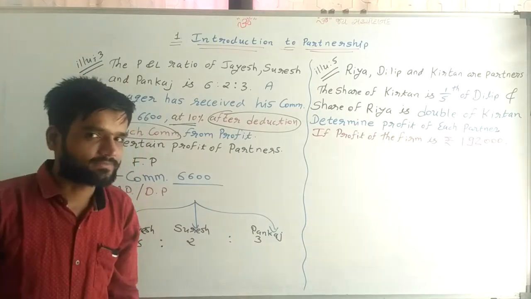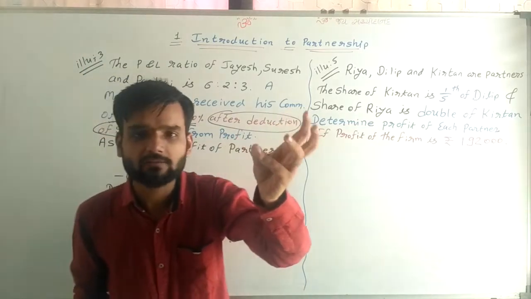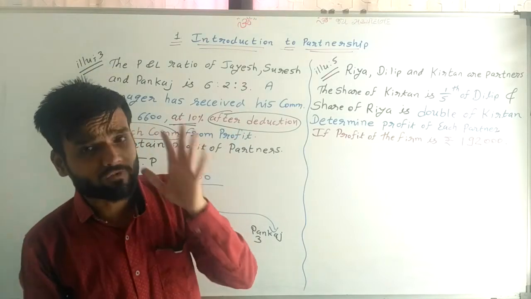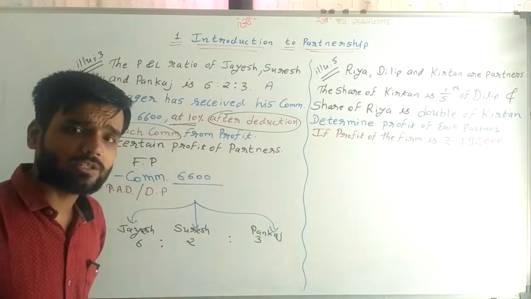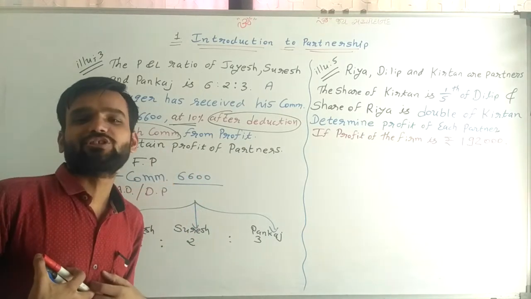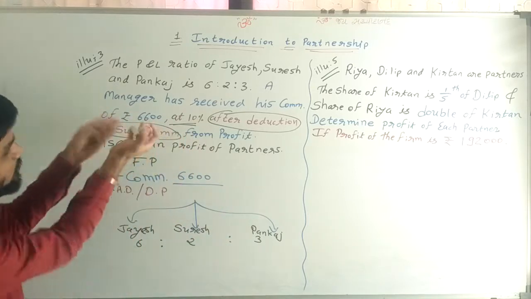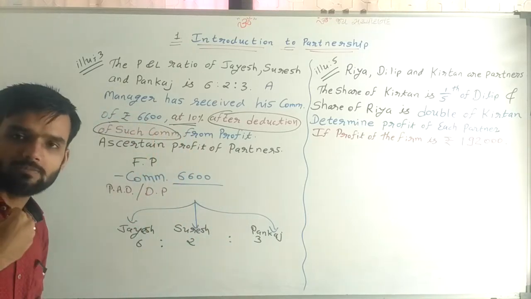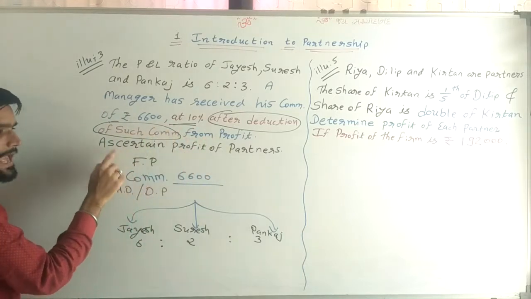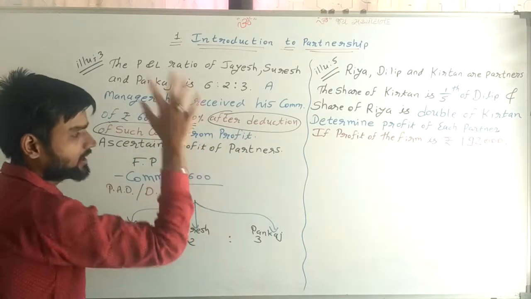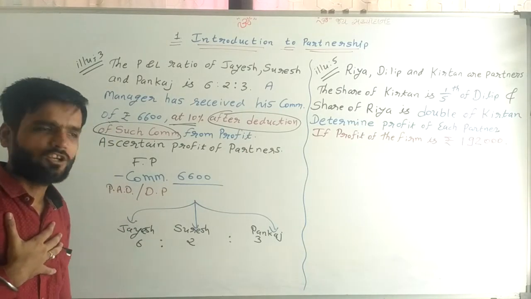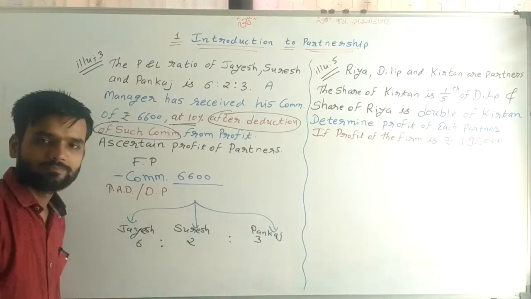There are 2 formulas. If divisible profit is given, then we can find commission. If firm's profit is given, then we can find commission. Now here, we don't need to find commission. The amount of commission is already given. So what is my question? Going ahead, ascertain the profit of partners. Actually, we need to find the profit of partners.